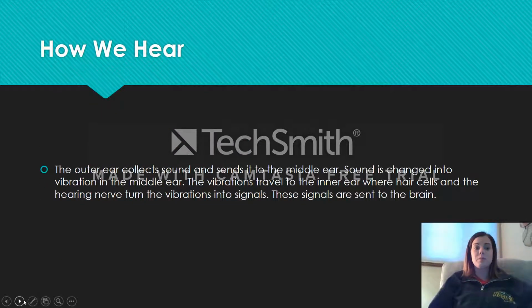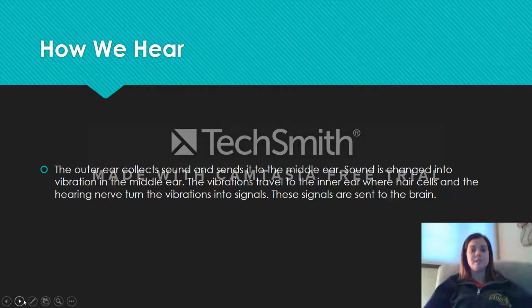So, someone with normal hearing: the outer ear collects the sound. It is then sent to the middle ear. In the middle ear is where the sound changes. It goes from sound to vibration in the middle ear. The vibration then travels to the inner ear, where hair cells and nerve fibers collect the vibration and transmit it into a signal. These signals are sent to the brain.